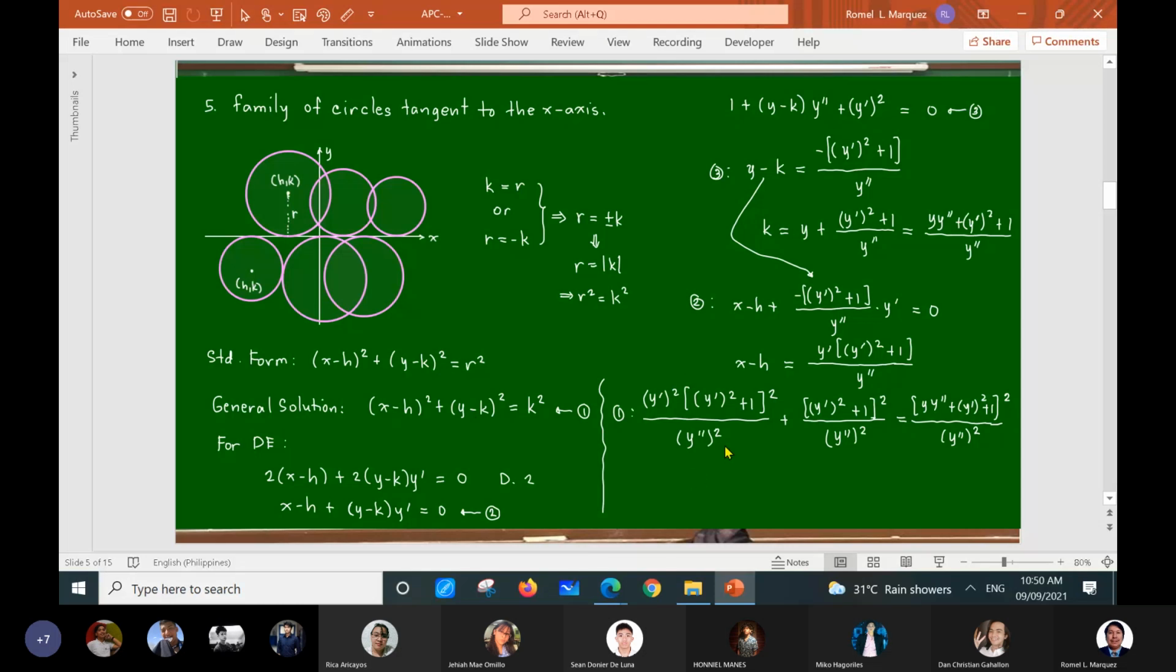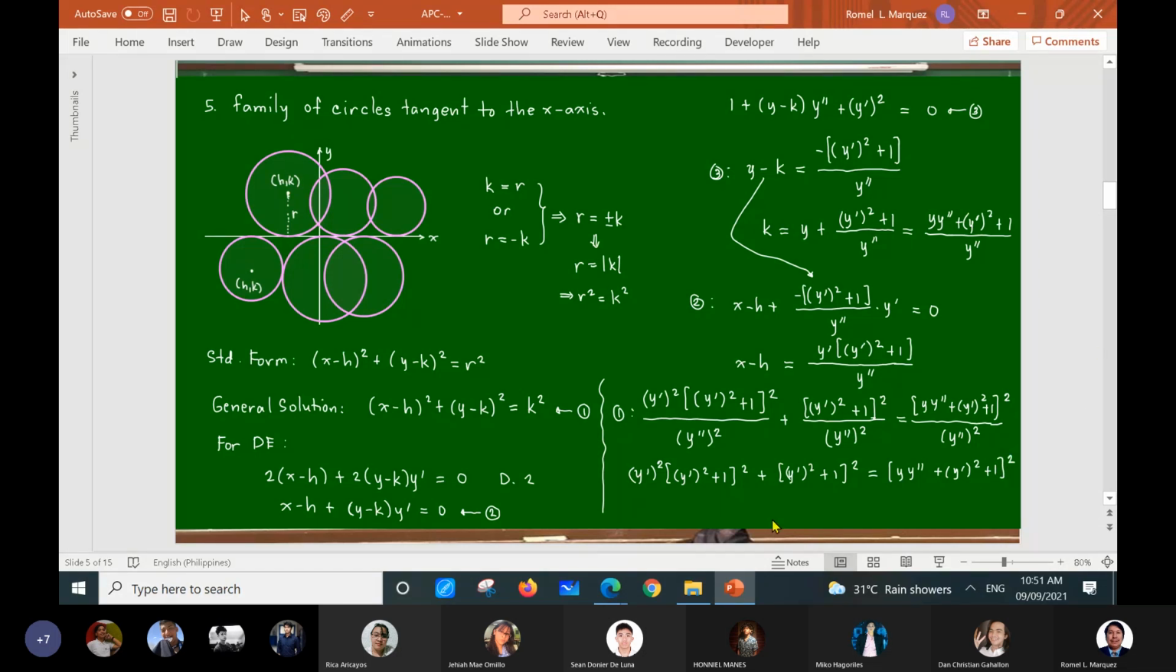Multiply by y double prime, guys. Each side. Ano na lang matitira? Y prime, quantity squared, guys. Y prime squared plus 1, quantity squared plus y prime squared plus 1 kulong quantity squared equals this right side. Right, guys? Oh, can you follow so far, children?